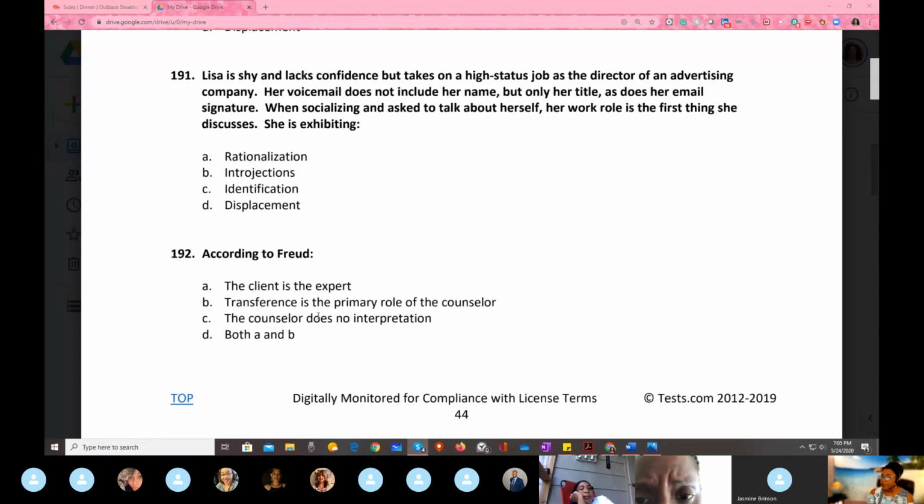I don't think we went over that one, but Lisa is shy and lacks confidence, but takes on a high status job as the director of an advertising company. Her voicemail does not include her name, only her title, as does her email signature. When socializing and asked to talk about herself, the work role is the first thing she discusses. What is she exhibiting? Identification. What does that mean? She's identifying with her role. Exactly. So not her name. She's just become overly identified with how she sees herself.